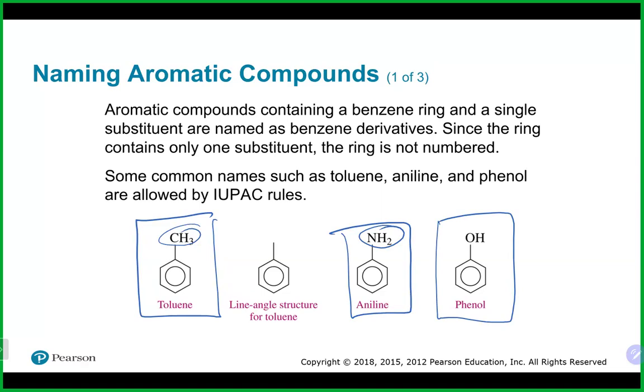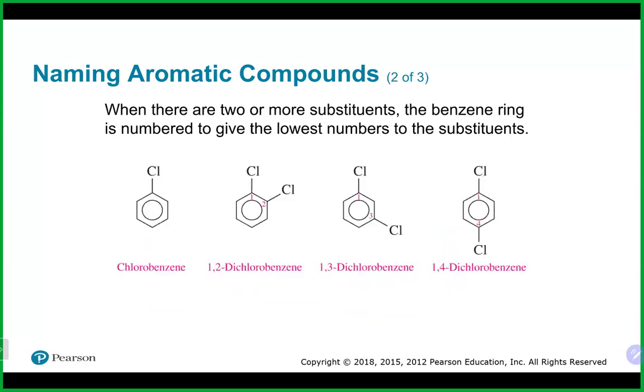Again, it's a benzene ring that has this group attached. If we just have one thing attached to benzene, what we do is basically put benzene at the end and put the group there. So the monosubstituted one, which has chlorine here, is chlorobenzene.